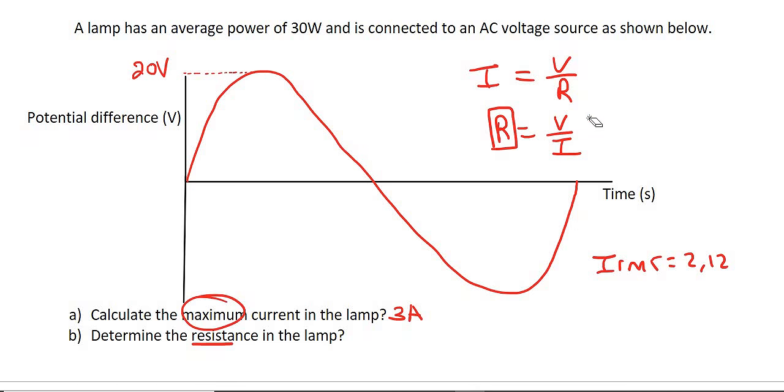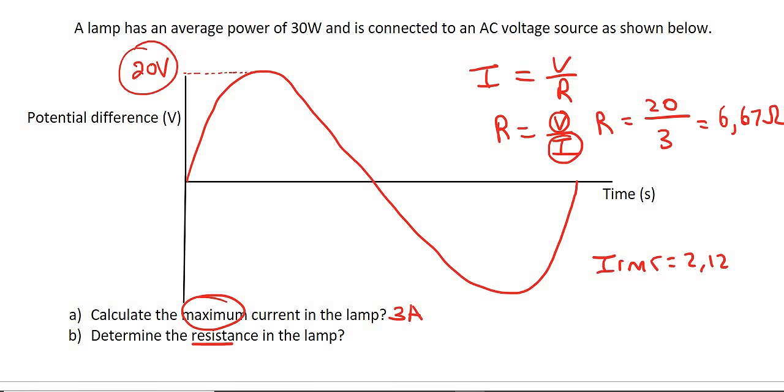But Kevin, how can we use two different voltages and currents and get the same answer? Guys, it's just the way that the maths works. The square root of 2 cancels out. But to help clarify that, let me use both. So let's say I use the maximum voltage and the maximum current. Well, the max voltage is 20, and the maximum current we calculated as 3. And if you work this out, you'd get 6.67 ohms.